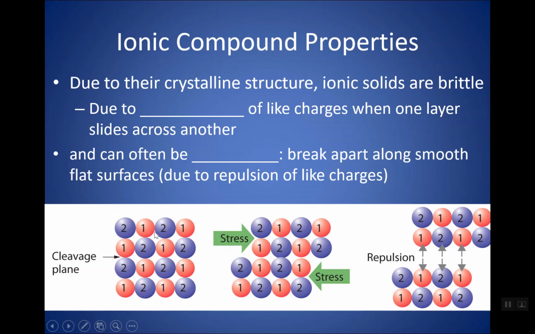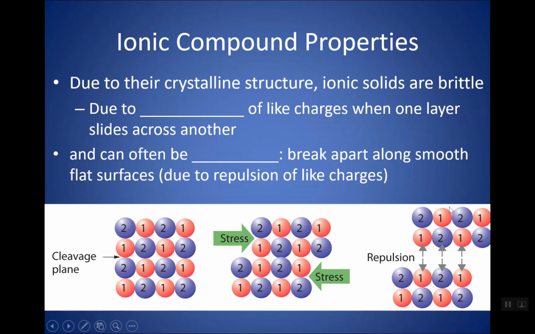So 1s represent positive ions, 2s represent negative. And this lattice, remember we said, maximizes attraction and minimizes repulsion. So if I put any stress on this, one of these planes, one of these layers can easily shift. Okay, and then what happens is all your like charges line up. And what happens when you have like charges next to each other? They immediately repel each other, and a whole layer can break off.